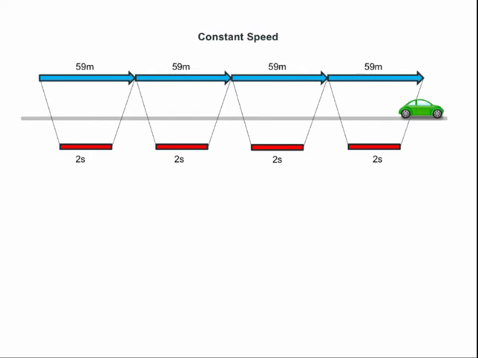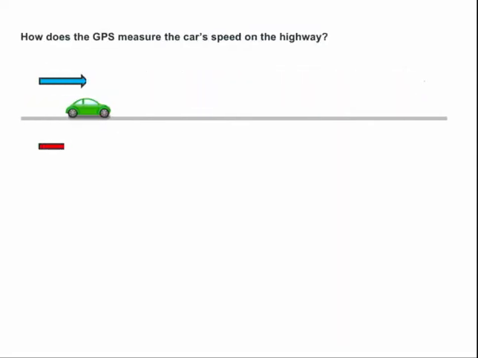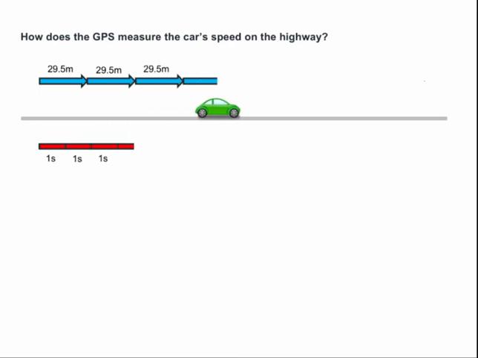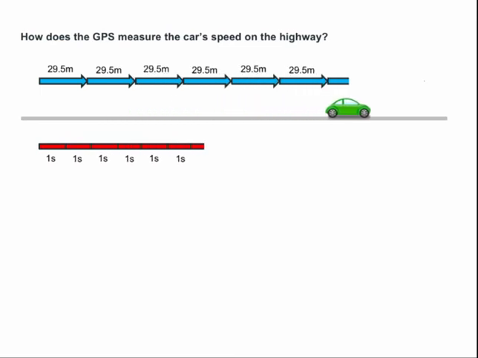How would this picture have changed if we had used 1-second intervals instead of 2-second intervals? I'll show the car's trip again, this time splitting it into 1-second intervals. Each time interval has an amount of change in time. In this case, 1 second. Also, each distance interval has an amount of change in distance. In this case, 29.5 meters.